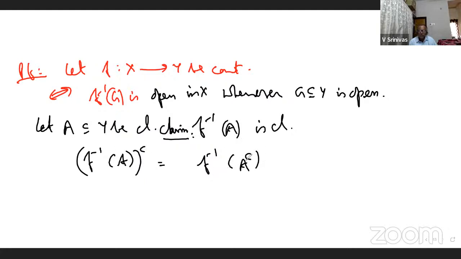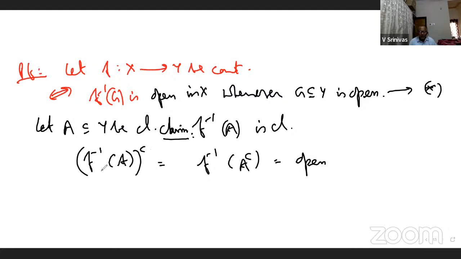Now, A is closed, so A complement is open. Now, I'll use this property. I'll call this star. So by star, this is open. I'm not proving this, I'm accepting it, I'm assuming it. So by this, because A is closed, A complement is open, so F inverse of A complement will be open.